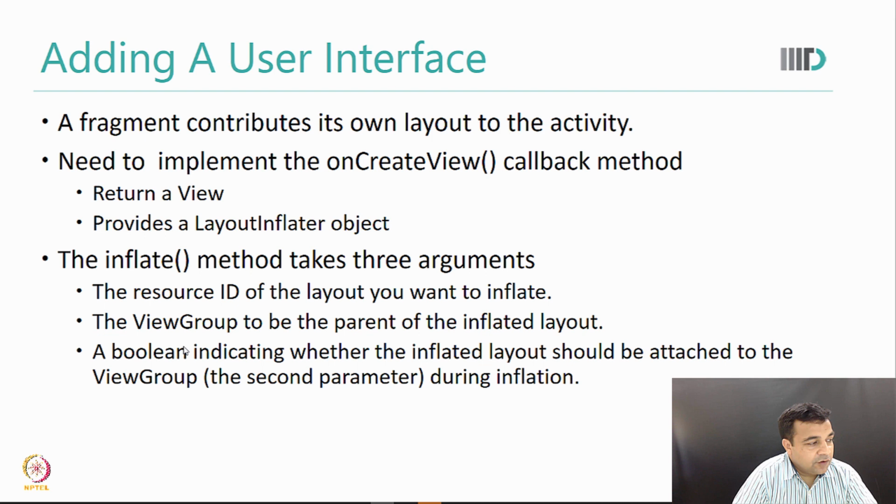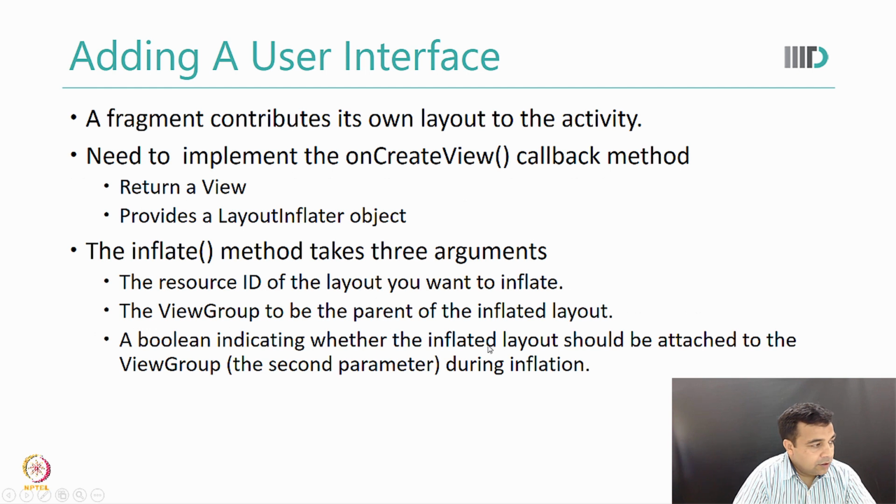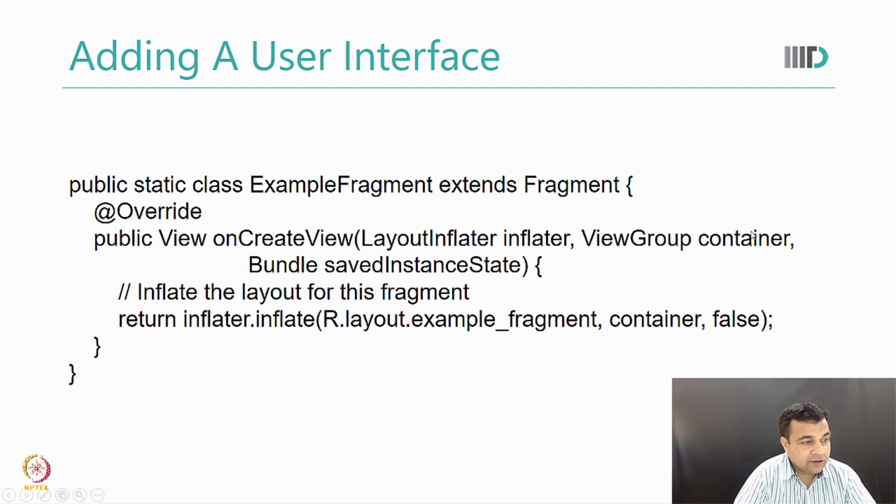So let's go back. The first argument is the resource ID of the layout. So this is the resource ID, as you see, R.layout.example_fragment. This is the resource layout of the example fragment. The second argument is the view group, which will be the parent of this inflated layout. So this will fit into this container. This container information will most likely come from the activity class, that is the parent class of this fragment. By parent class I mean the activity class that is using this fragment.